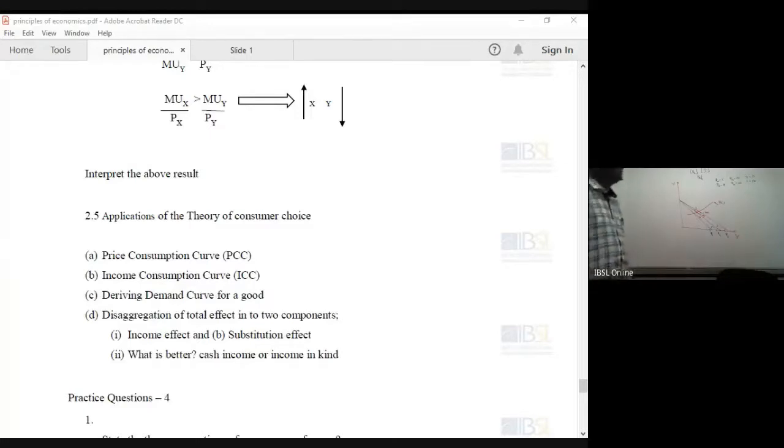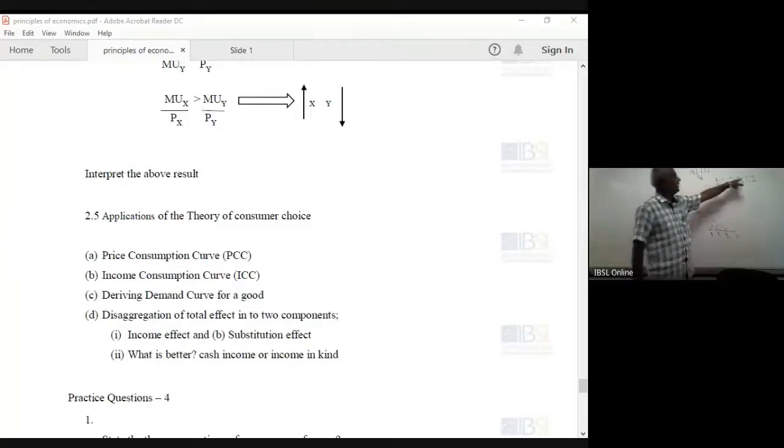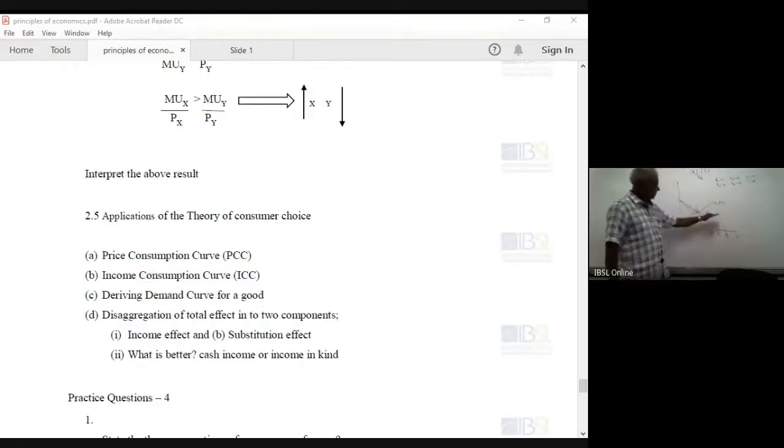Right. PX 5, PY 10, income 50. Now, price of X decreases from 5 to 3, PY constant, income 50. Now what? The budget line rotates around this point when the price decreases. Income consumption curve, number 2, take down. ICC, income consumption curve.